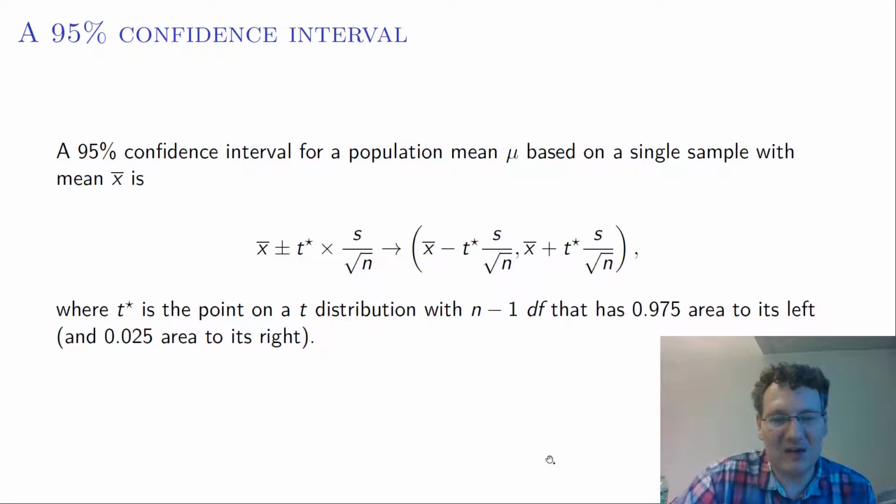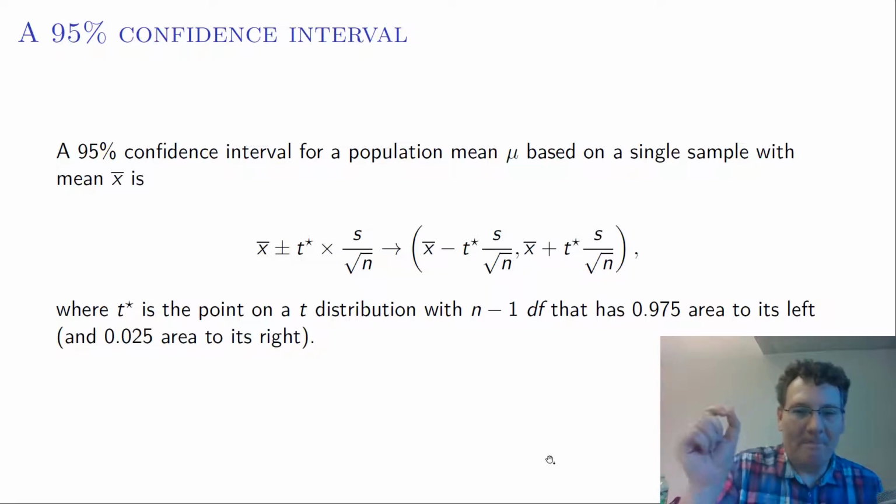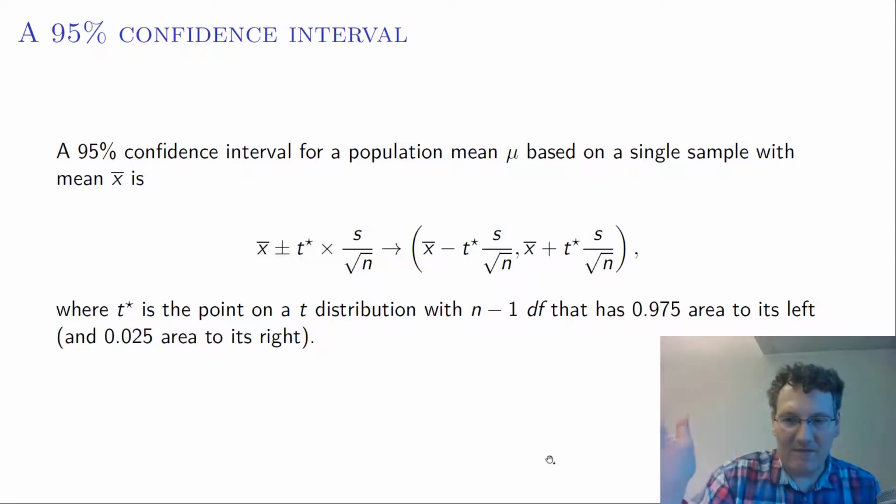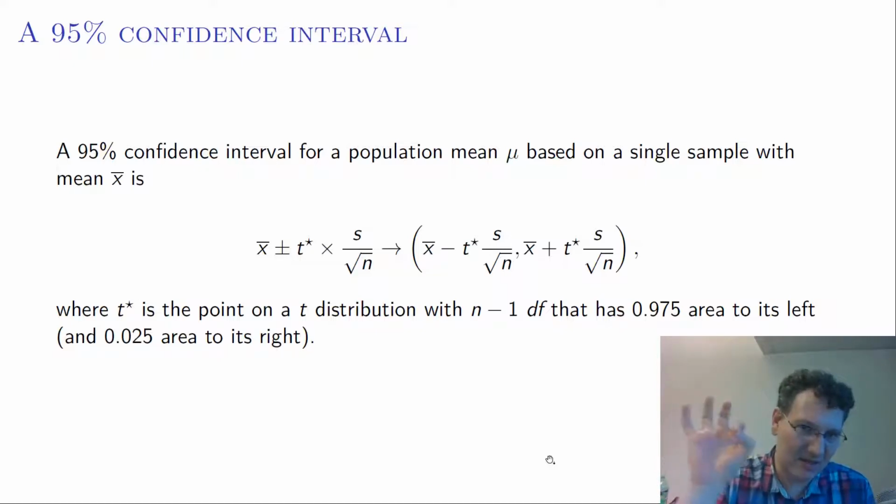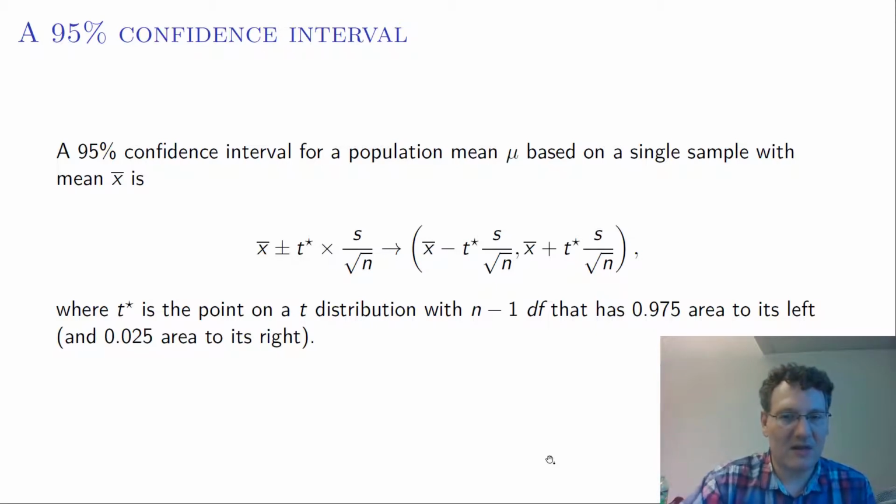And that can also be found by taking the 0.975 area to the left. So we'll have code for that, and we'll go over it in class. Now this s over the square root of n is called the standard error of the mean, and that's the sample standard deviation divided by the square root of sample size. So this shows you that if n gets bigger and bigger, then your margin of error is going to get smaller and smaller.